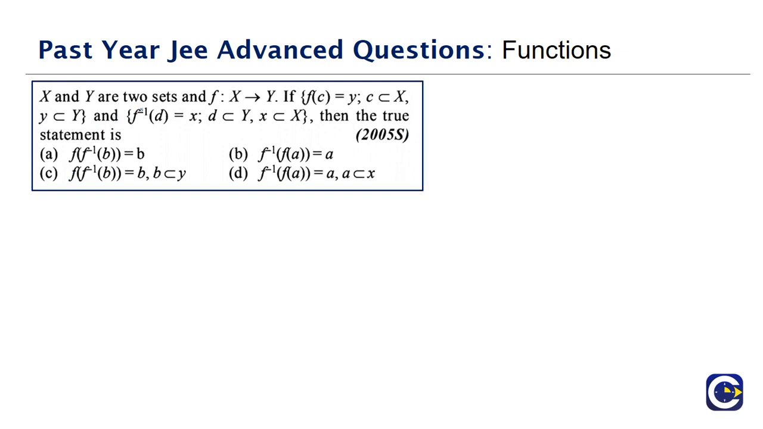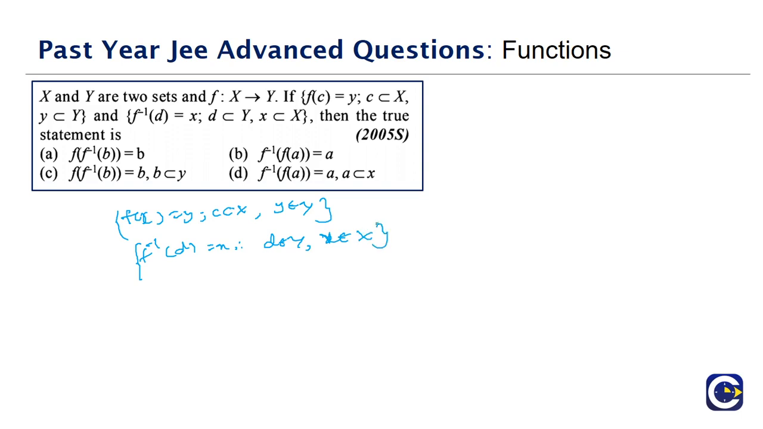X and Y are two sets and f is from X to Y. If f of c is equal to y, c belongs to X, y belongs to Y, and f inverse of d is equal to x, d belongs to Y, x belongs to X, then the true statement is, which of the following options are correct? So f of c is equal to y, c belongs to X, y belongs to Y, and f inverse of d is equal to x, d belongs to Y, x belongs to X.